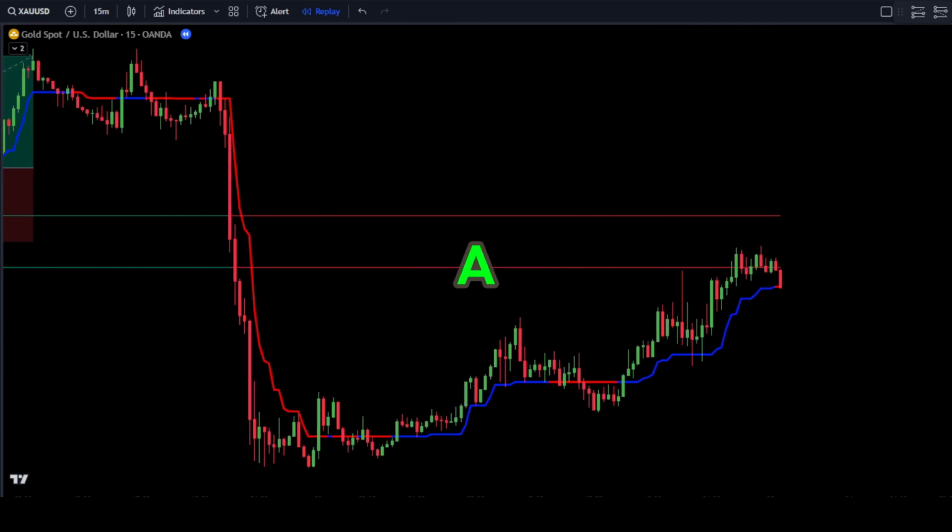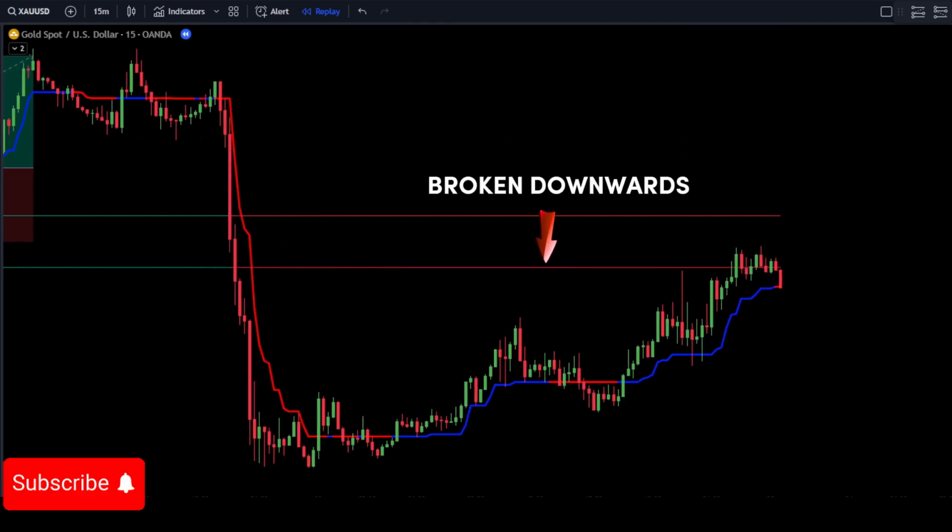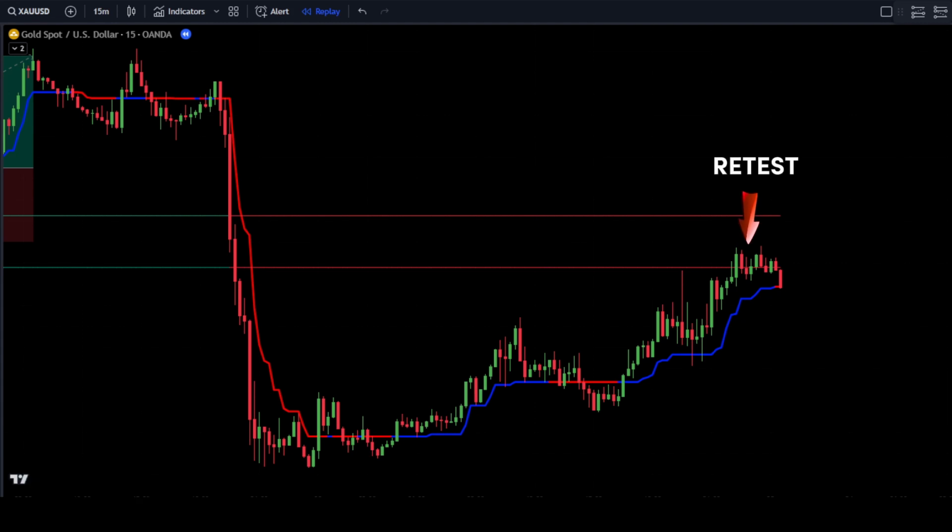How to place a sell order. If the price candlestick breaks out downwards and the range detector line turns red, your main focus is to find the best point to place a sell order. Wait until the price candlestick retests the range detector area. After the retest occurs, wait for the Trend Magic indicator to give a sell signal.